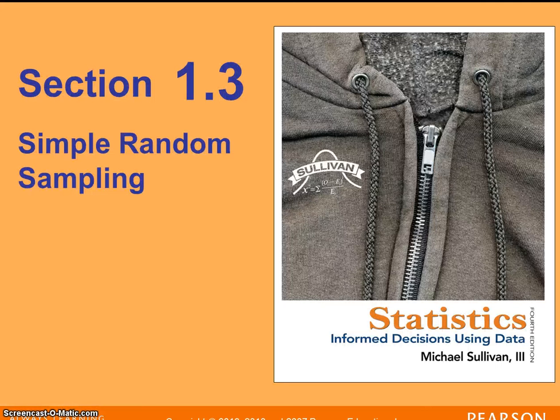The next section we'll look at, which is section 1.3, is about simple random sampling. So in other words, how do you collect the data that you might be using in your experiment in an unbiased way.